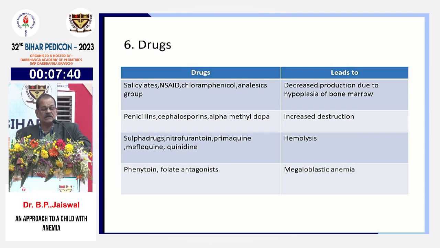Drugs: salicylate, NSAIDs, chloramphenicol, and that group of medicines cause decreased production due to hypoplasia of bone marrow. I am telling you the causes of anemia. In our day-to-day practice, we are using penicillin, nitrofurantoin, primaquine, and miltefosine. All these drugs may lead to hemolysis. And lastly, phenytoin and folate antagonists. Folate antagonists are methotrexate and certain antimetabolites, and they will lead to megaloblastic anemia.